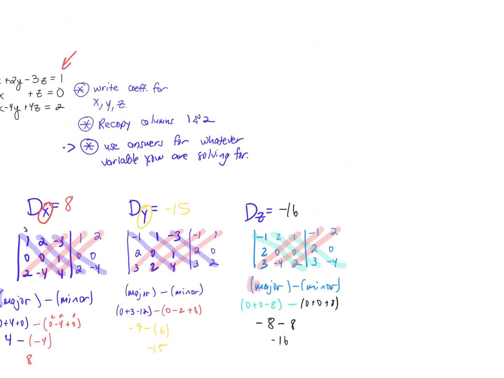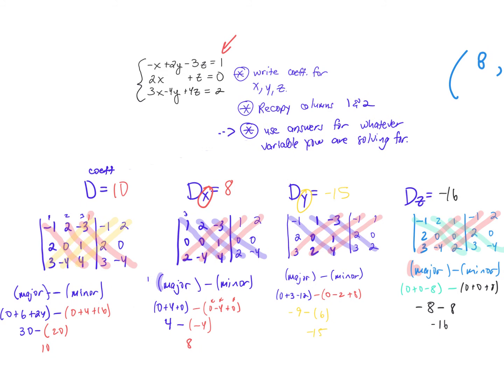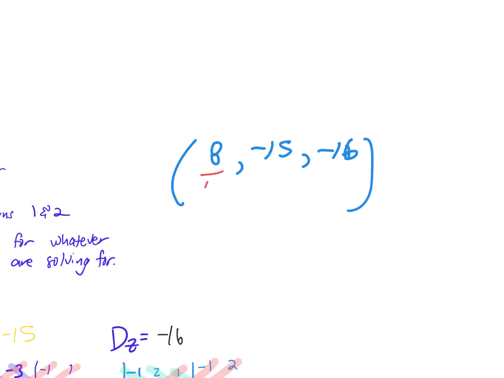So I have 3 variables in this set of equations. That means I'm going to have an ordered triple. So my d sub x was 8, my d sub y was negative 15, and my d sub z was negative 16. What do I do with the determinant itself that I found? I divide everything by this. So divide by 10, divide by 10, divide by 10. So your ordered triple becomes, well, if I divide this by 2, it becomes 4 over 5, right? If I divide this by 5, this becomes negative 3 over 2. And this by 2 gives me negative 8 over 5.